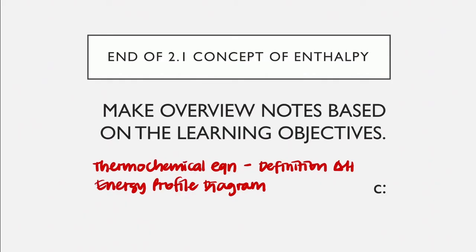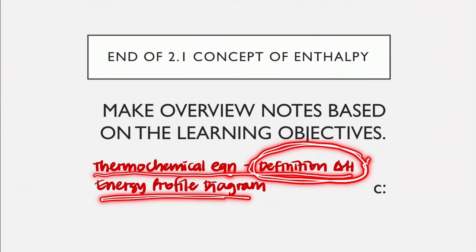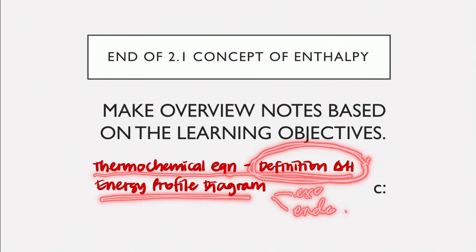Okay, so this is the end of 2.1 concept of enthalpy, which is very important. You need to know how to write your thermochemical equation. Okay, in order to do that, you need to understand the definition of all the enthalpy changes that you have. There are 5. Okay, and you also need to know how to draw your energy profile diagram for exothermic reaction and endothermic reaction. Okay, alright, that's all.